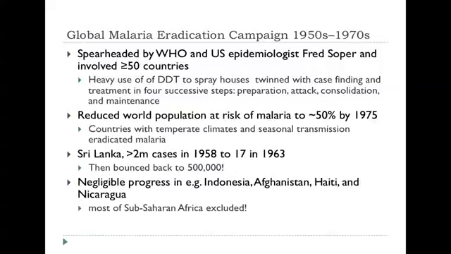And the key point about all this, although it was called the Global Malaria Eradication Campaign, is that actually there was negligible progress in many countries around the world: Indonesia, Afghanistan, Haiti, Nicaragua. And in fact, they just ignored most of sub-Saharan Africa as if, oh, that's too difficult a problem. So it's a bit like the US having the World Series where they have the USA and Canada and call it the World Series. You know, a global eradication campaign that ignores sub-Saharan Africa isn't really much of a global eradication campaign.